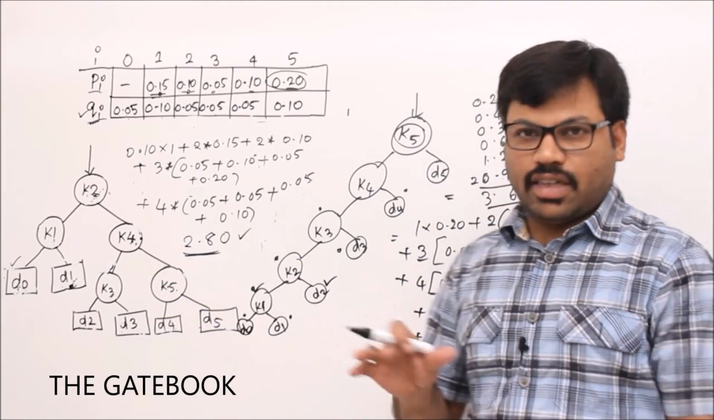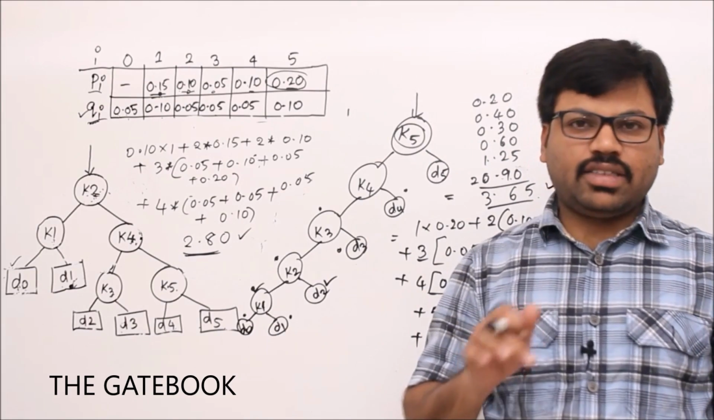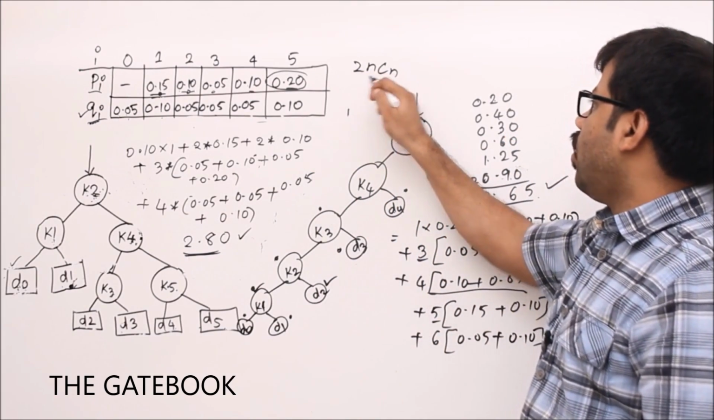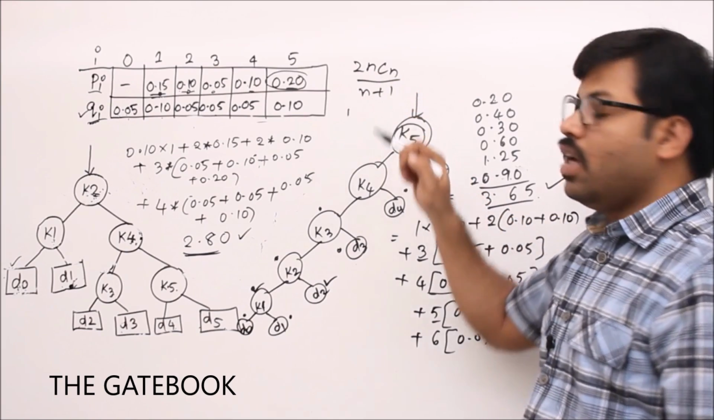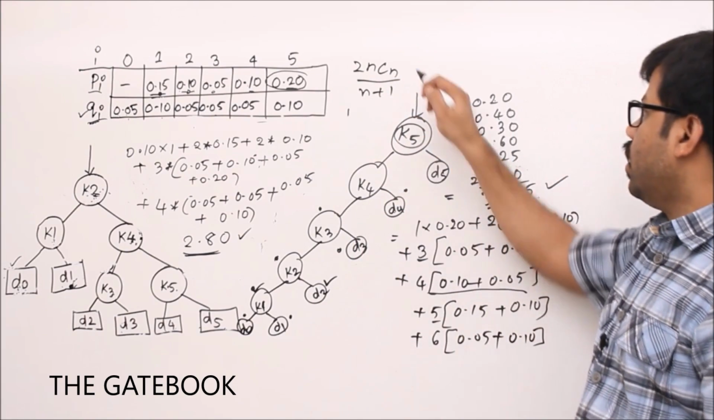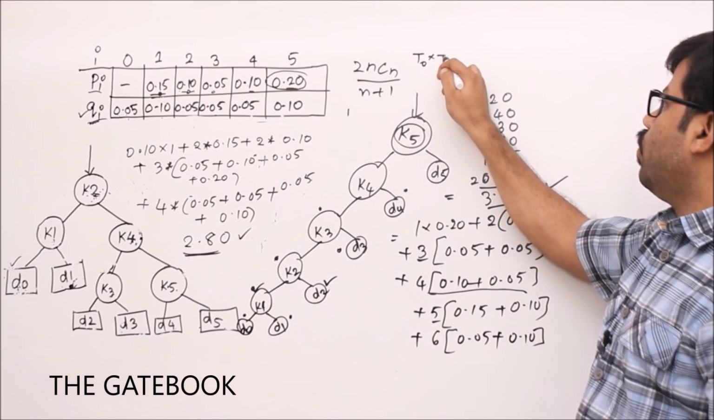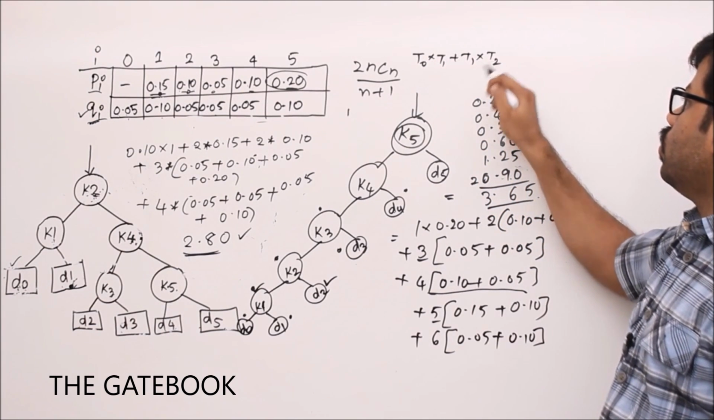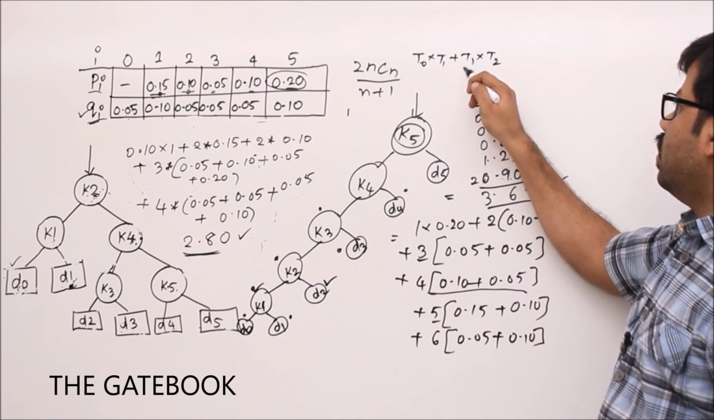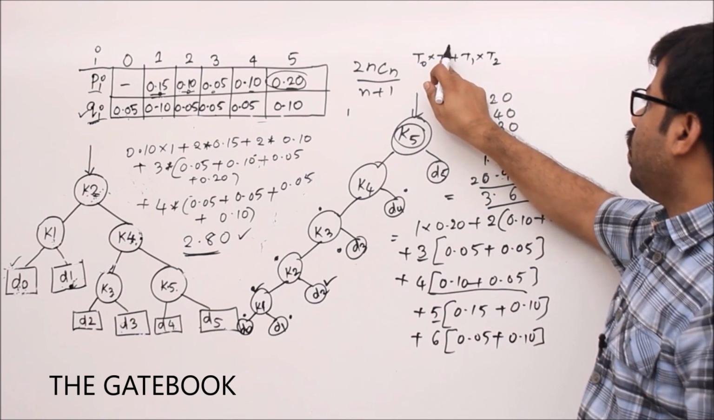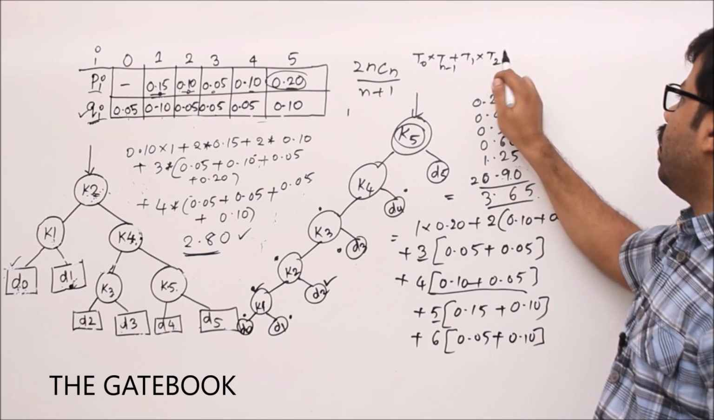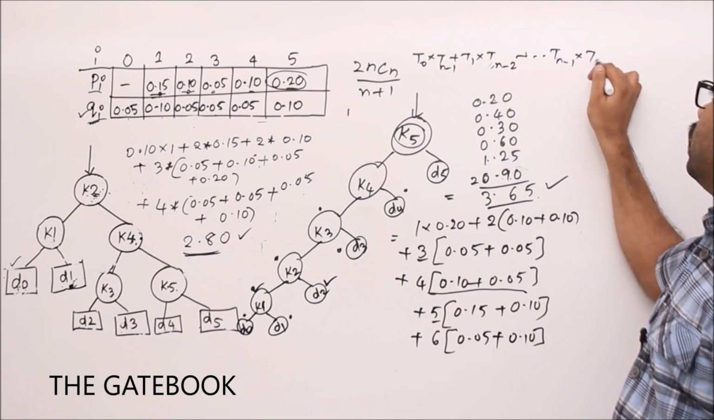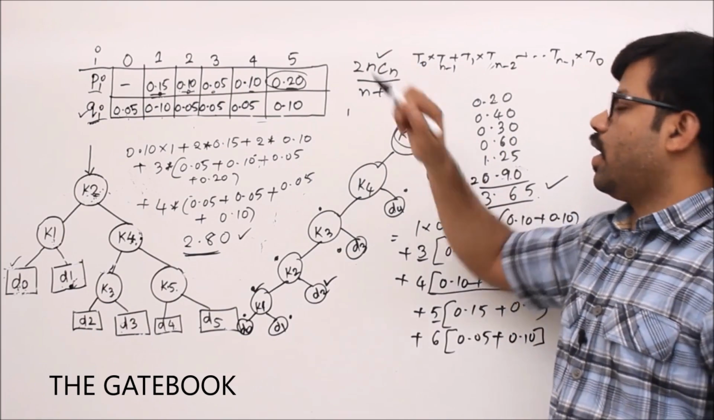Already in the trees class, I told you that the number of binary tree structures possible is the Catalan number, 2n Cn by n plus 1. We have written the recurrence relation also. Do you remember that? That is T0 into T1 plus T1 into T2 and so on. T0 into Tn minus 1 plus T1 into Tn minus 2, and so on, up to Tn minus 1 into T0, is the recurrence relation, and the solution is the Catalan number.